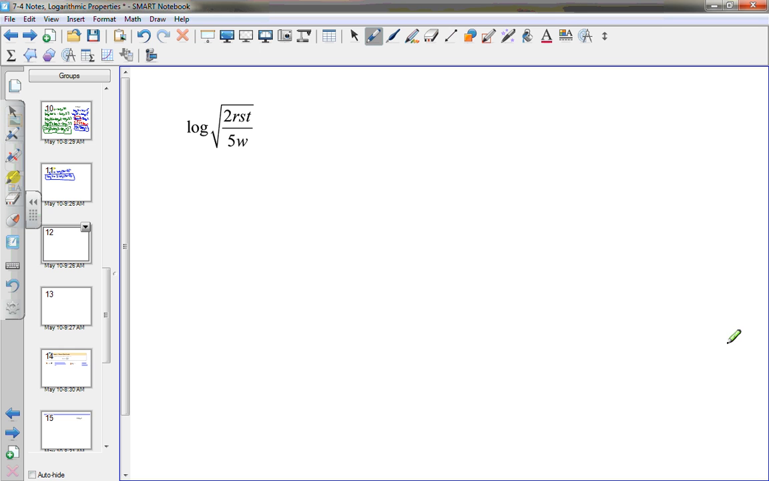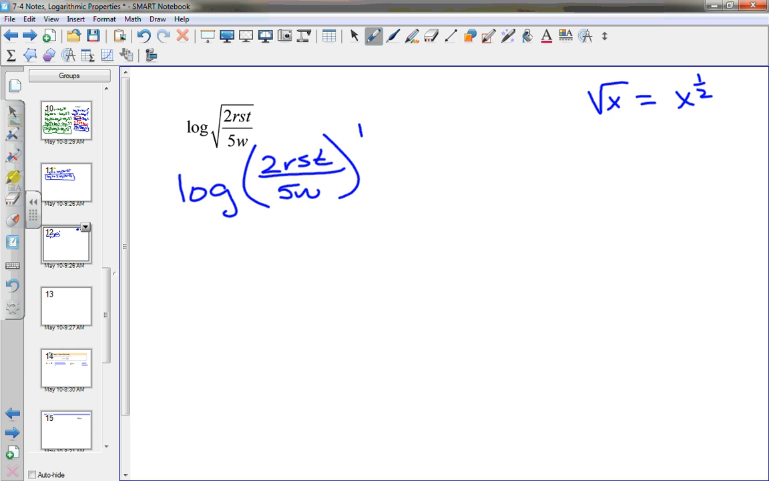Oh, okay. If I have the square root of x, that's the same thing as x to the 1/2. Do we all understand that? Okay? So do you see that square root over the entire thing? That means write it as a fractional exponent. So 2rst over 5w raised to the 1/2. Because now, where's that 1/2 going? It's going to go out front. So that's going to be 1/2, and then put a big bracket, log of 2rst over 5w.